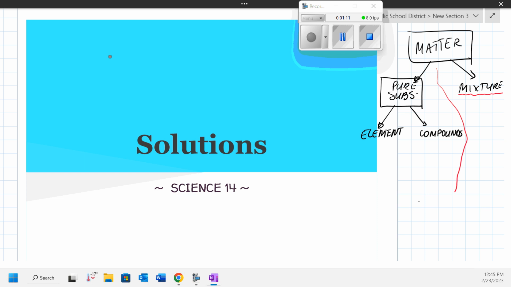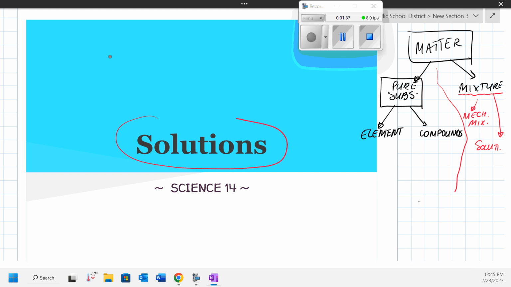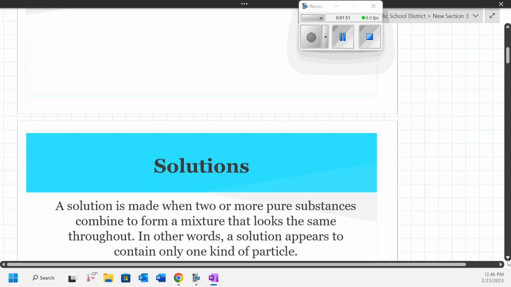Then the second branch of the matter is known as a mixture. And in the mixture, we have two parts as well. That is known as the mechanical mixture, where you are able to visibly see the parts that are forming the mixture. And the second one is solution. Today, this is our focus. This is where we will focus on this subgroup of the matter classification, and we will see it from different perspectives.